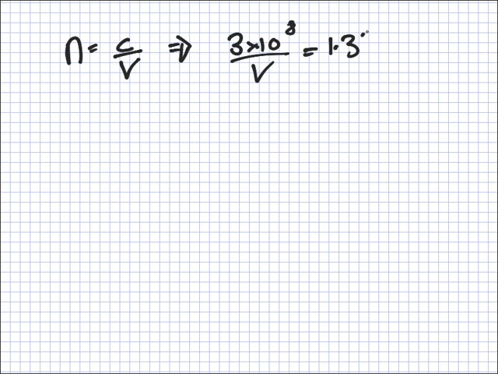Okay, the first one here. The refractive index of water is 1.33. How fast will a radio wave travel underwater? So you have the formula n equals c over v. In this case it will be 3 times 10 to the 8 over v equals 1.33.